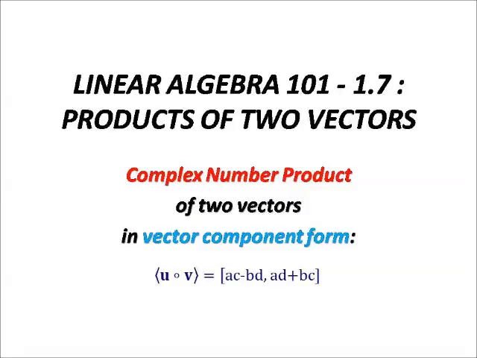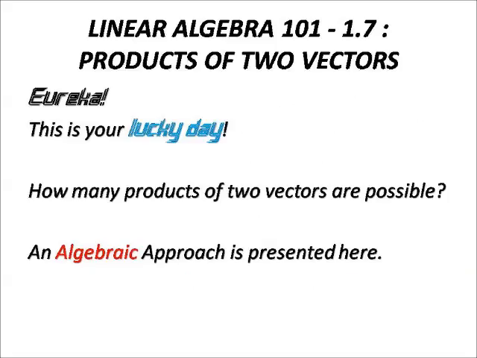Complex number product for two vectors. The first element is AC minus BD, the second is AD plus BC. It's very interesting because it's like A plus BI times C plus DI. Eureka! This is your lucky day.